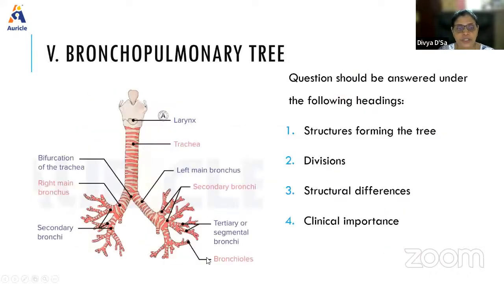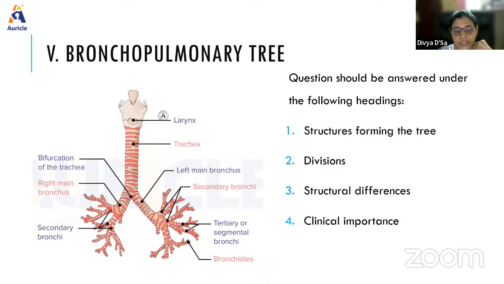Okay, so when you see here, what are we seeing here? We see the trachea. So trachea is a continuation of the larynx, right? Larynx continues as the trachea. So trachea divides into the principal bronchus. So we have the right principal bronchus and the left principal bronchus, okay, or the primary bronchus.